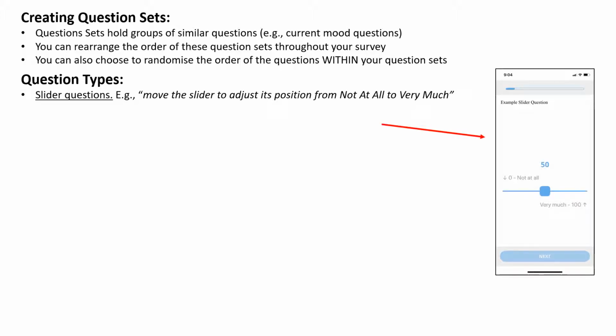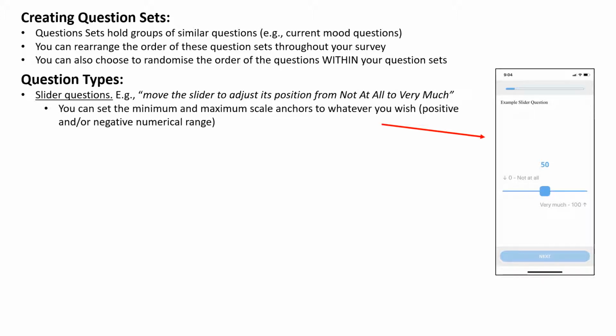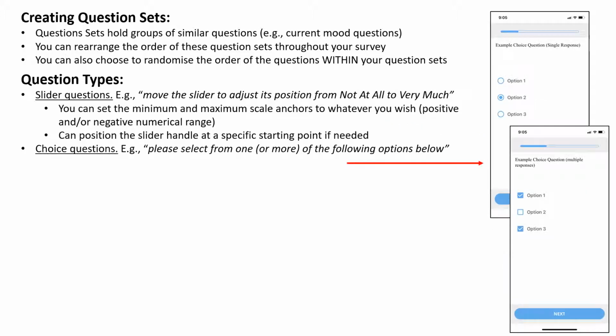SEMA 3 has 5 different types of questions. The first one we'll talk about is a slider question. So, for example, move the slider to adjust its position. These slider questions, you can set the minimum and maximum values to whatever you like, including positive or negative numbers. You can also position the slider handle at specific starting points if needed. So for example, here on the right, it's set to 50. You can change that to whatever you like.